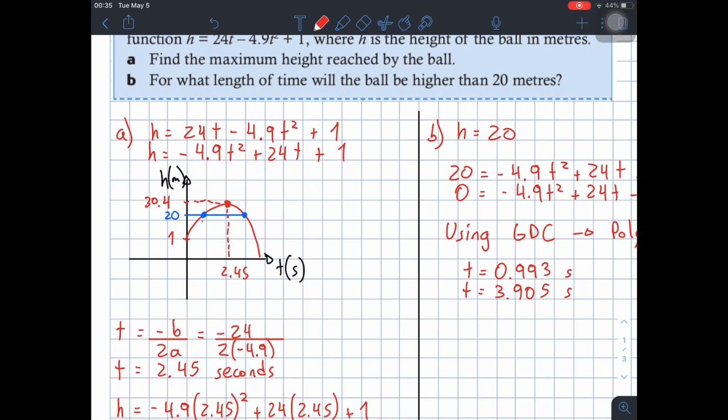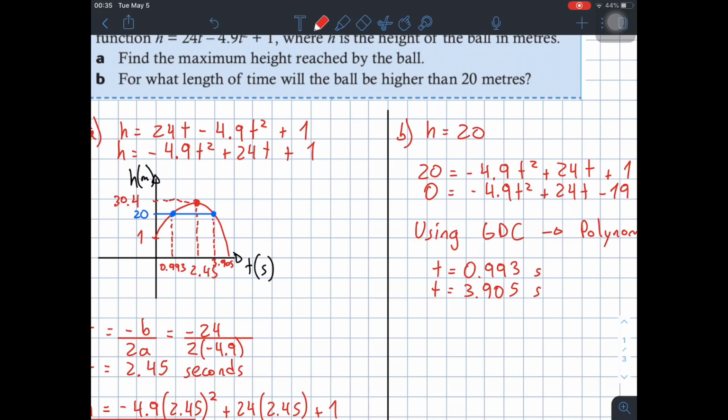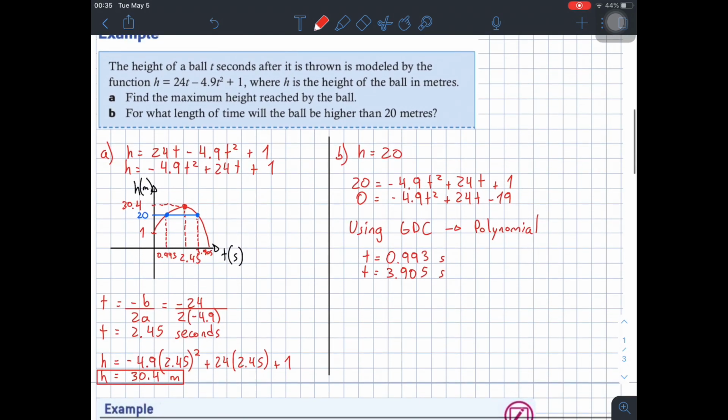The first time the object reaches 20 meters would be at 0.993 seconds, and the second time it reaches 20 meters would be at 3.905 seconds. Okay, so it's congruent with the situation. So the question is, for what length of time will the ball be higher than 20 meters? So from this first intersection to this second intersection, how much time has passed? We need to subtract this value minus this value in order to find that time interval.